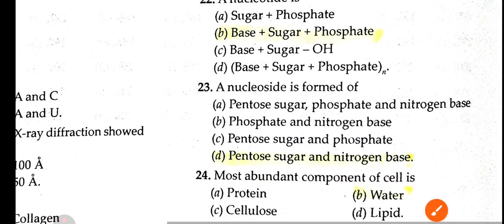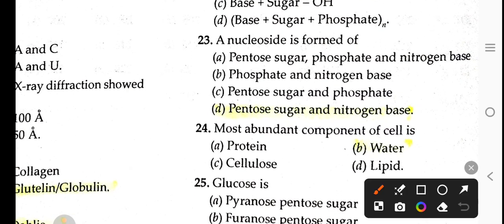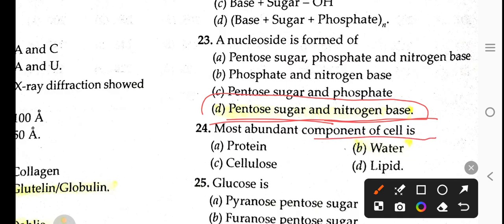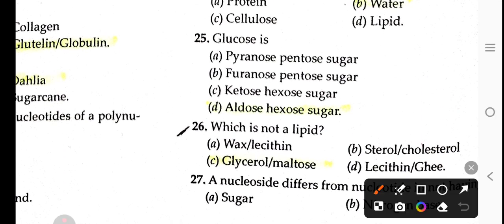Next one, a nucleoside is formed from the sugar and base. So it is nitrogen base and pentose sugar. Next, the most abundant component of the cell is, so cell का सबसे abundant component कौन सा होता है? It is water. Next one, glucose is a aldose hexose sugar, मतलब it consists of an aldehyde group.